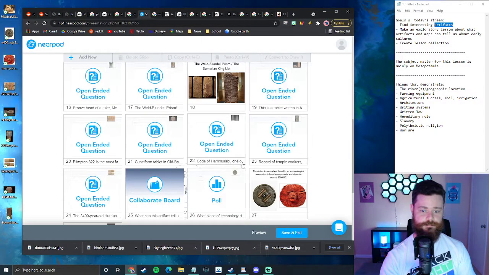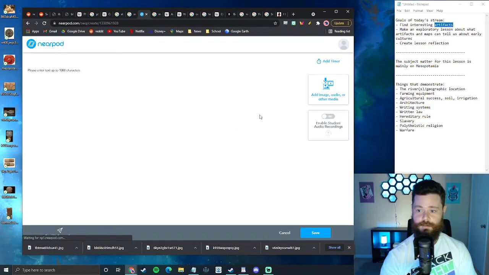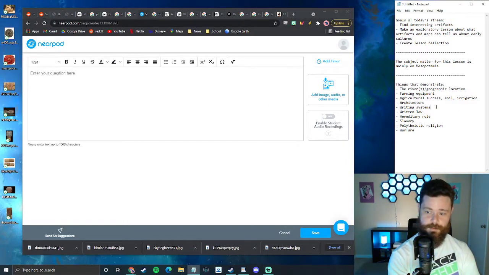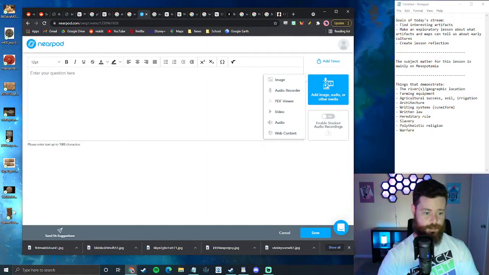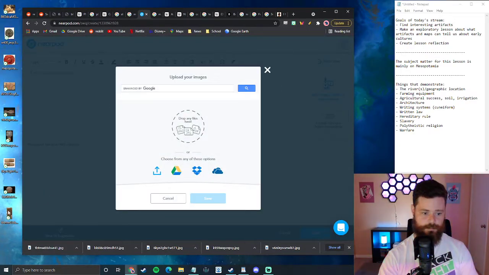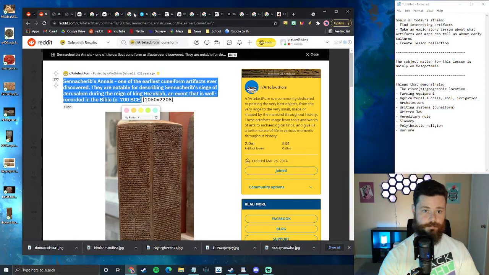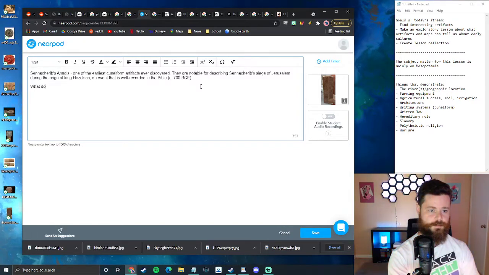So it's going to even further build on cuneiform. And over here, in our things that demonstrate writing systems, cuneiform specifically, because this is Mesopotamia. Okay, so image. Boom. What does this artifact tell us?